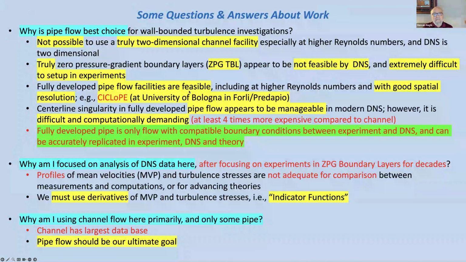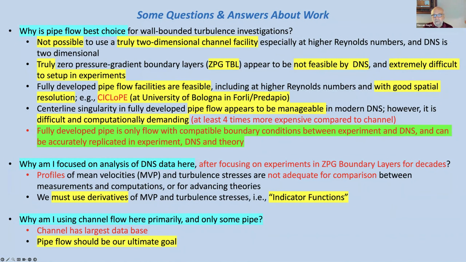So the fully developed pipe is really the best place where you can do compatible experiments, theory, and DNS, and the CICLoPE facility in Bologna is a very good place to do it. There's a lot of talk about the singularity, but recent work by Sergio Pirozzoli, by Philipp Schlatter, and Fazle Hussain, and others, and our own, which I'm going to show you, have dealt with that.